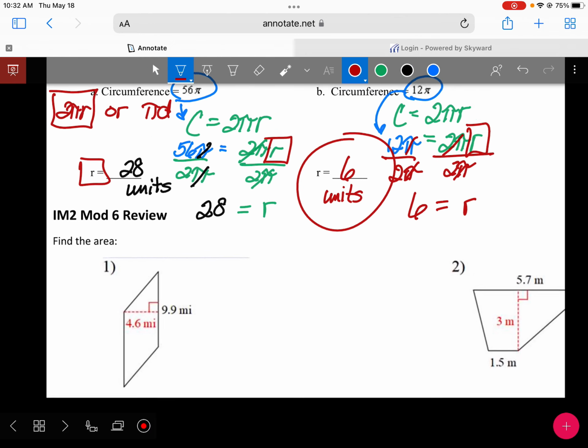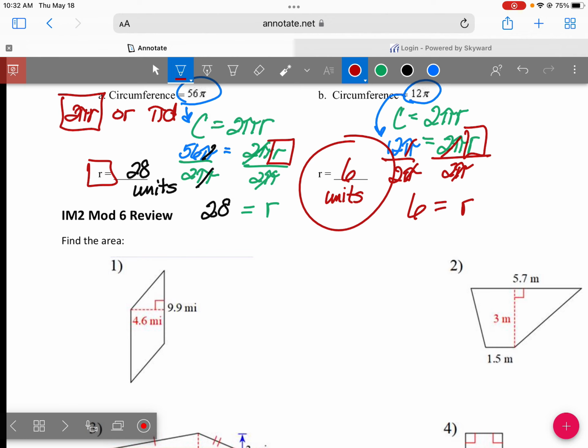Do we get it wrong if we don't write units? Probably not. On homework? Probably not.